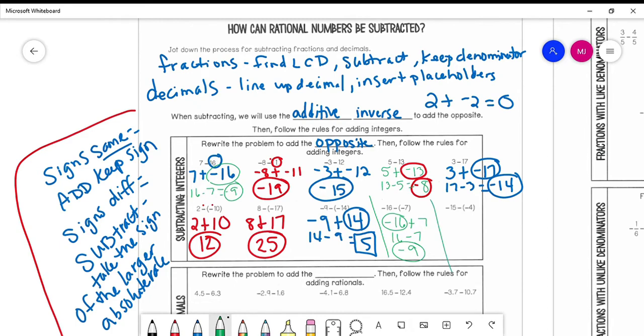Okay, looking at this one, keep the first number. Change subtraction to addition of the opposite. So negative 15 plus 4. If you owe me $15, you pay me back 4, you're still going to owe me 11. Remember, that's just finding that difference because the signs are different. Find the difference. Take the absolute value, so the answer has a negative sign.